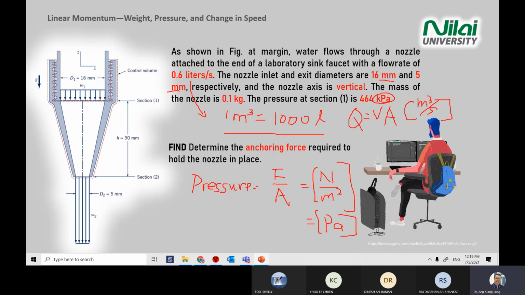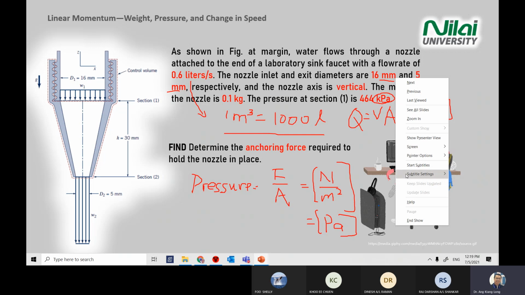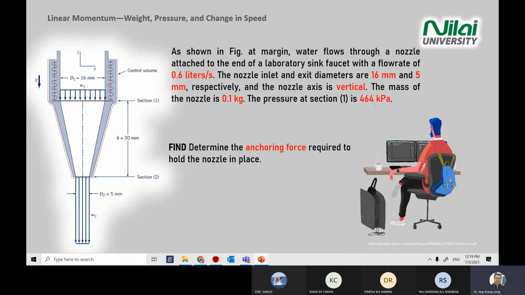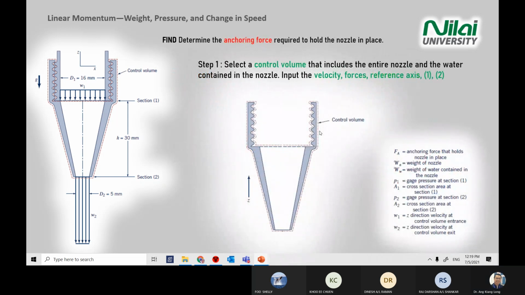Normally the student will sometimes overlook something like the mega, kilo, and so on. This one comes with kilo, so be careful. All right, let's continue.